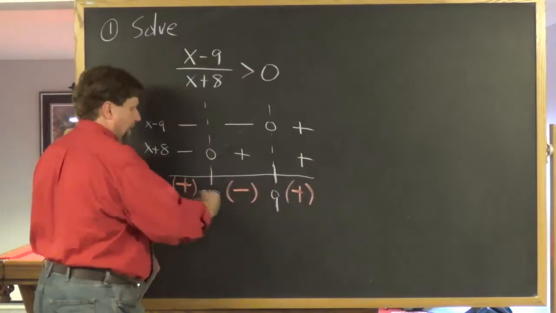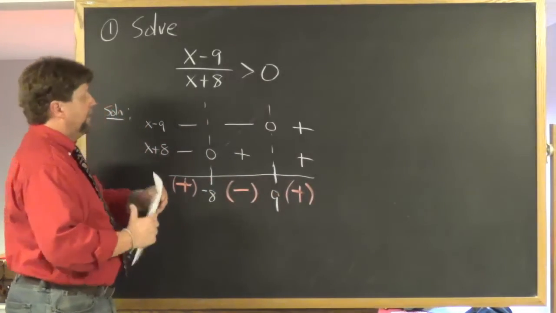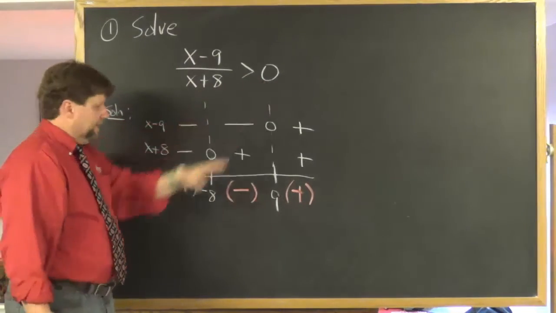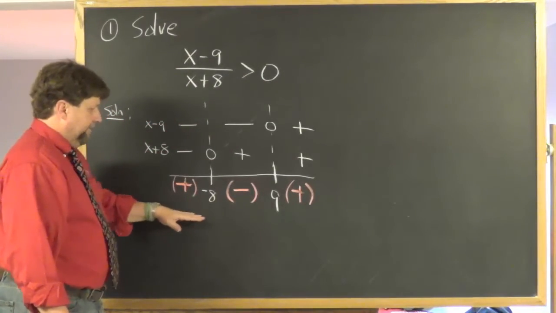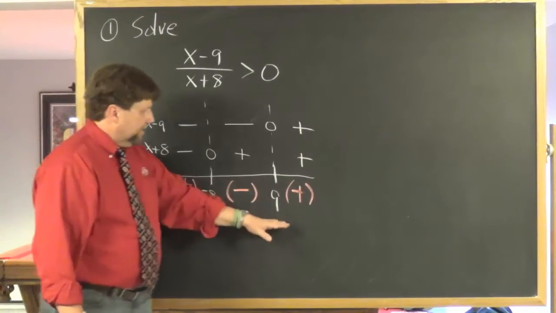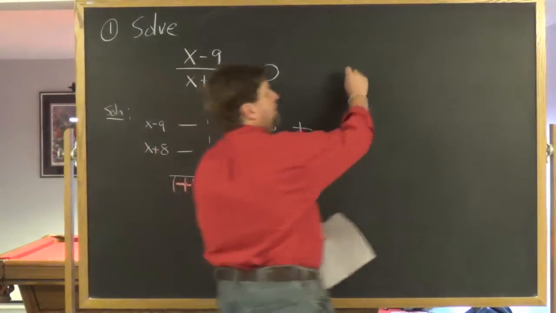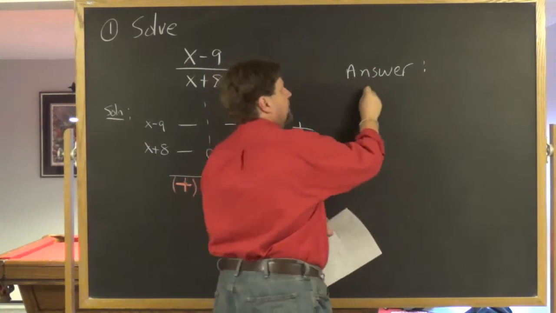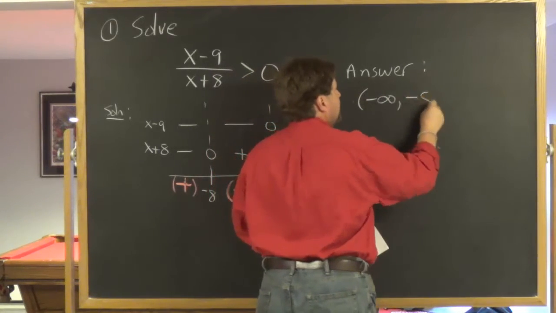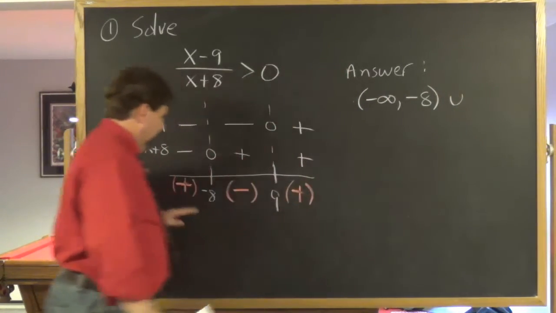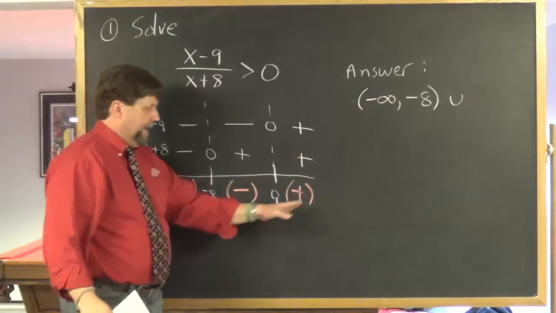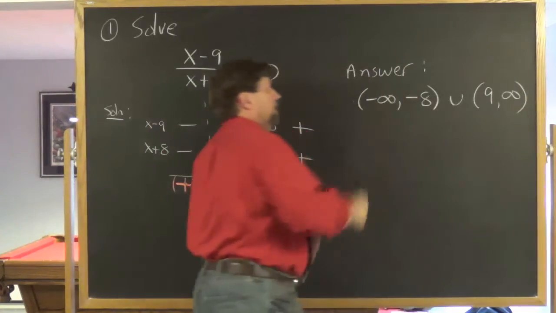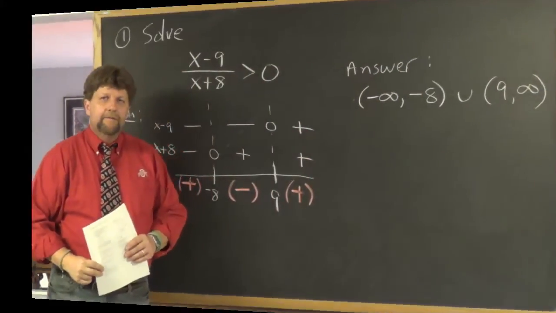And it's this line right here that will answer the inequality. When is x minus 9 divided by x plus 8 greater than 0? When is it positive? Well, on the interval -infinity to -8. And on the interval 9 to infinity. So my answer, written in interval notation, would be -infinity to -8, union with 9 to infinity. So that's the answer to number 1.